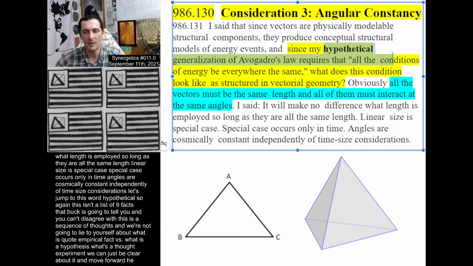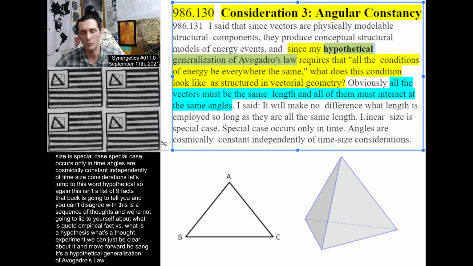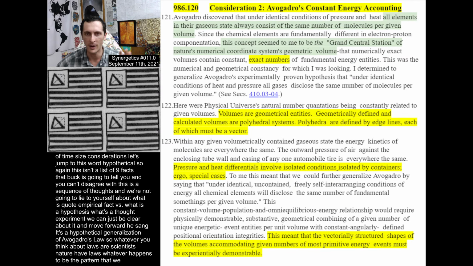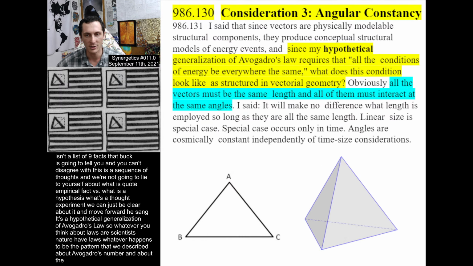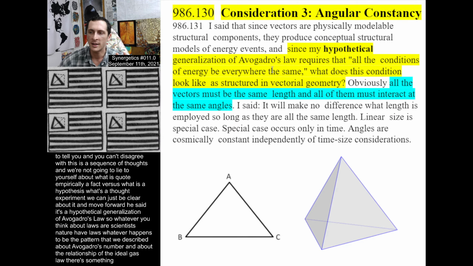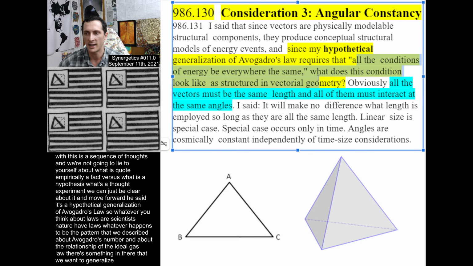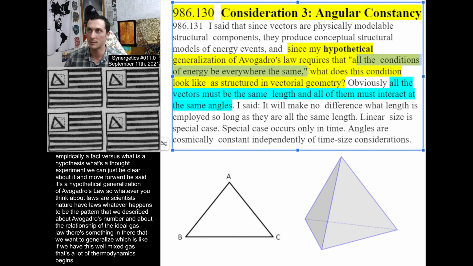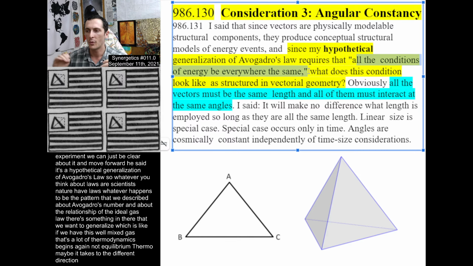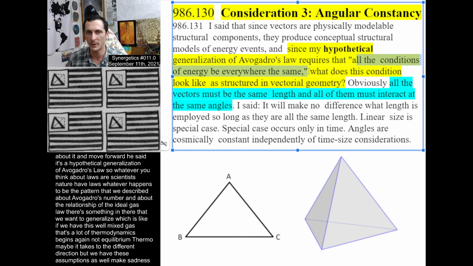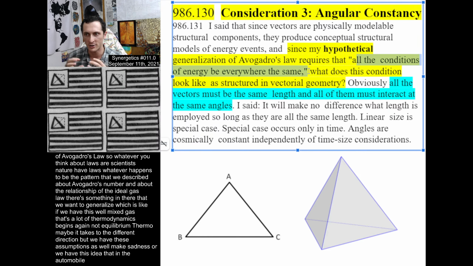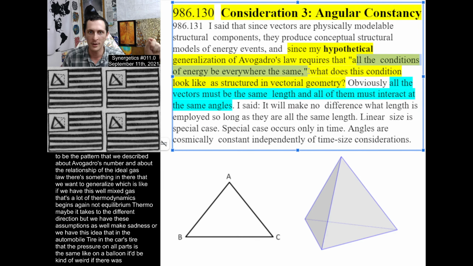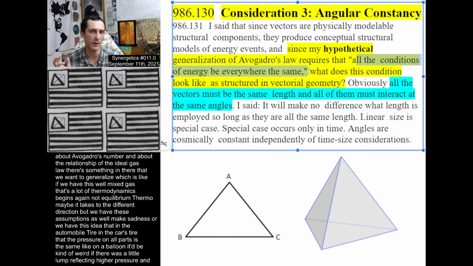He's saying it's a hypothetical generalization of Avogadro's law. So whatever we think about laws of science, does nature have laws, whatever it happens to be, this pattern that we described about Avogadro's number and about the relationship of the ideal gas law, there's something in there that we want to generalize, which is like, if we have this well-mixed gas, that's how a lot of thermodynamics begins. Again, non-equilibrium thermo, maybe it takes it a different direction, but we have these assumptions of well-mixedness, or we have this idea that in the automobile tire, in the car's tire, the pressure on all parts is the same. Like on a balloon, it'd be kind of weird if there was like a little lump reflecting higher pressure, and then there was a different part reflecting lower pressure.